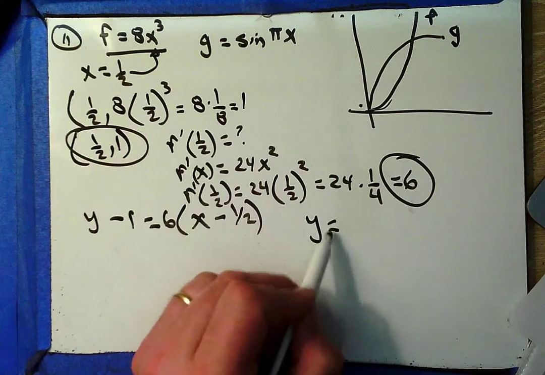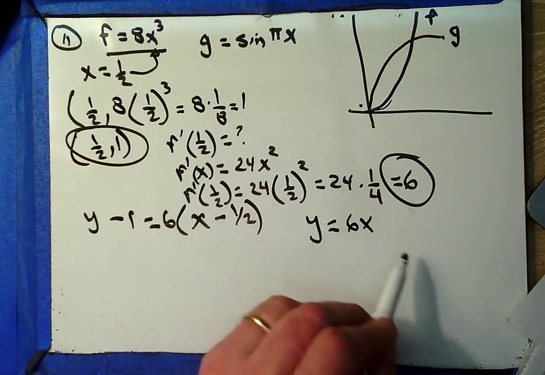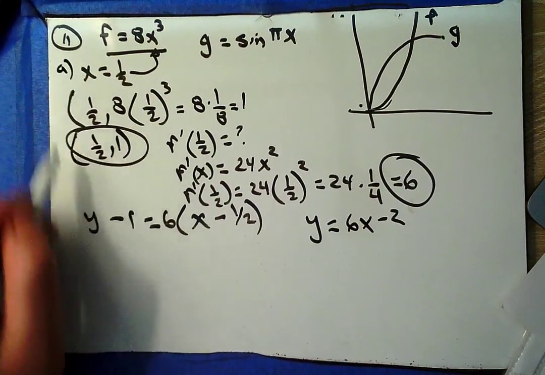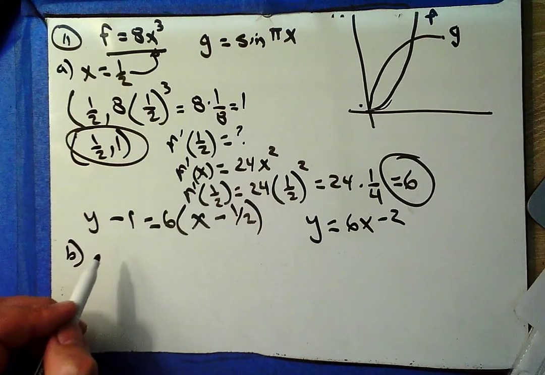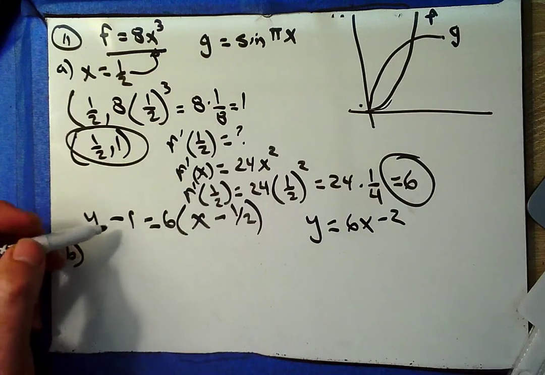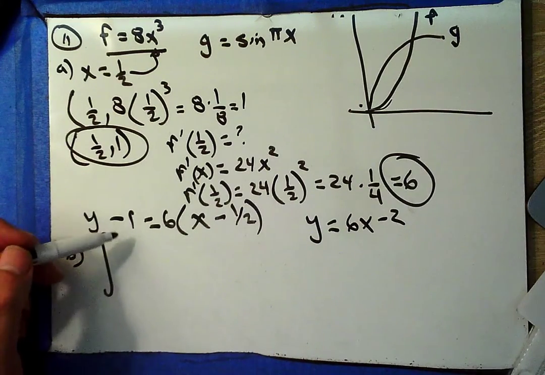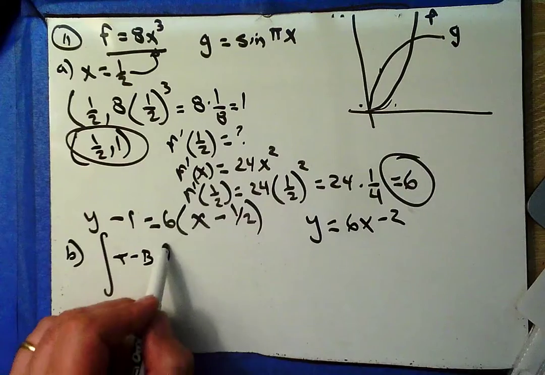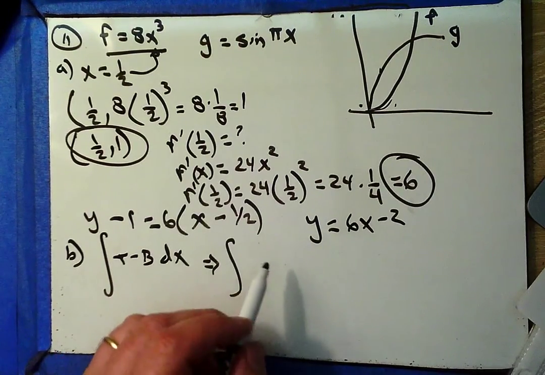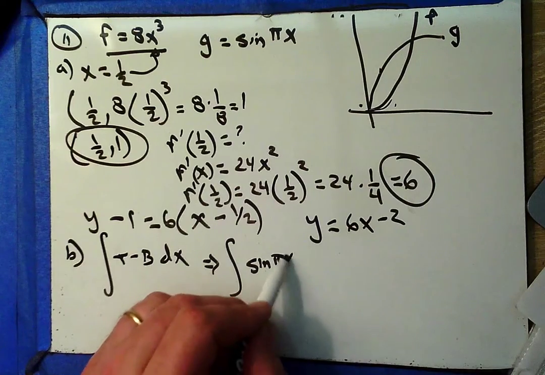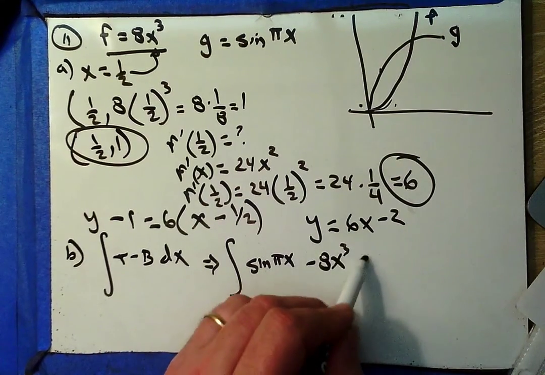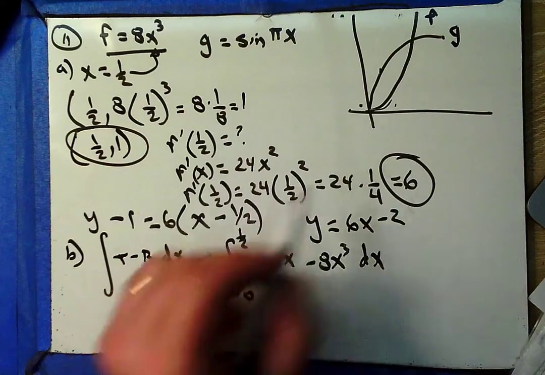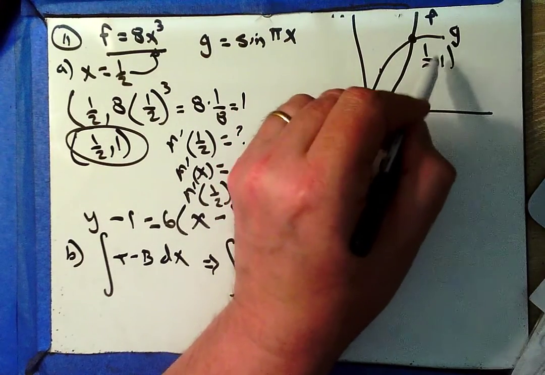Or you can, of course, tidy this up and get y equals 6x minus 3 plus 1, which is minus 2. Okay, there's part A for number 11. Part B says find the area of region R. Again, this is without a calculator. So again, I'm integrating top minus bottom. And so that's going to be, in this problem, sine of pi x minus 8x to the third, and we're integrating from 0 to, they tell me that this ordered pair is 1/2, 1.